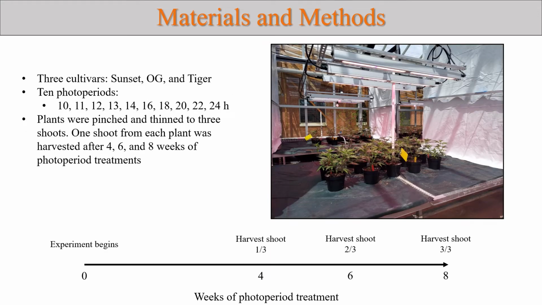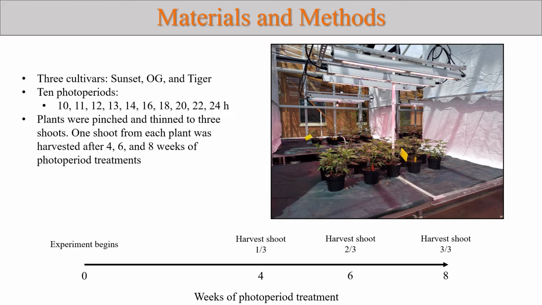So for this experiment, we used 3 different cultivars, Sunset, OG, and Tiger. And we know that these 3 cultivars have very different photoperiod responses. Tiger is a very early flowering variety, OG is kind of more in the middle, and Sunset is a very late flowering variety. 10 photoperiods were used in this study, 10, 11, 12, 13, 14. Those were kind of the range of the flowering photoperiods. And then we also provided 16, 18, 20, 22, and 24-hour photoperiods.